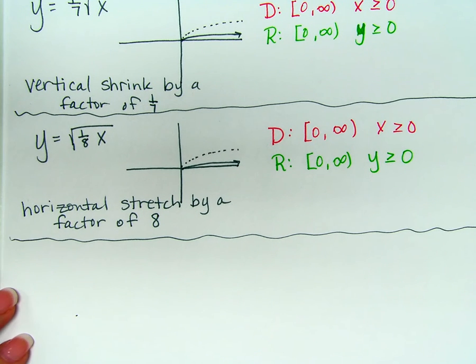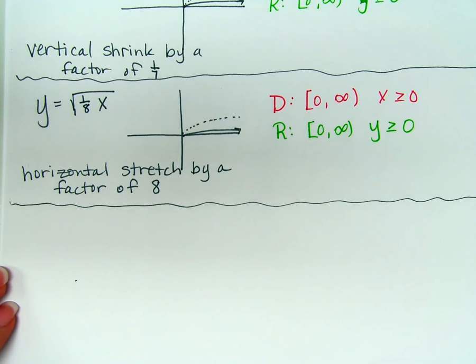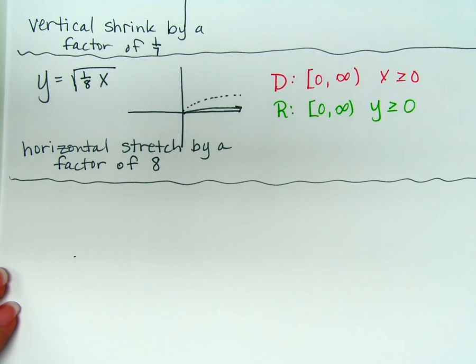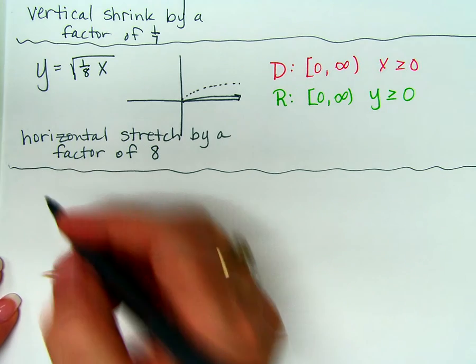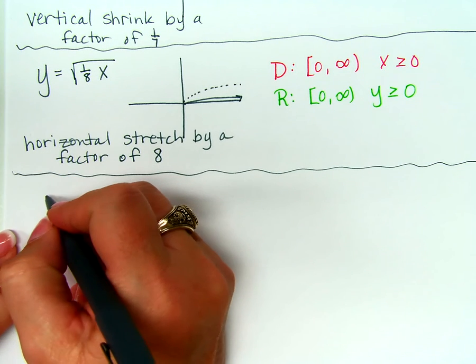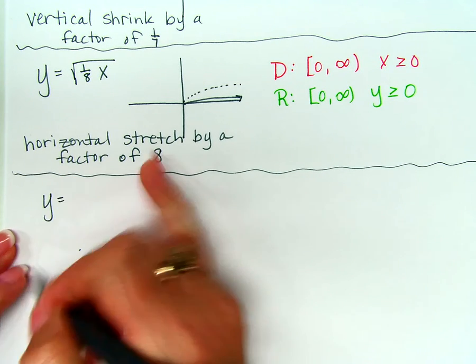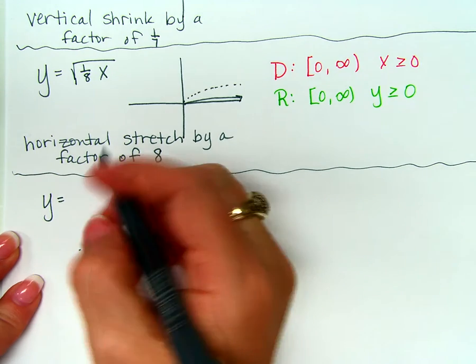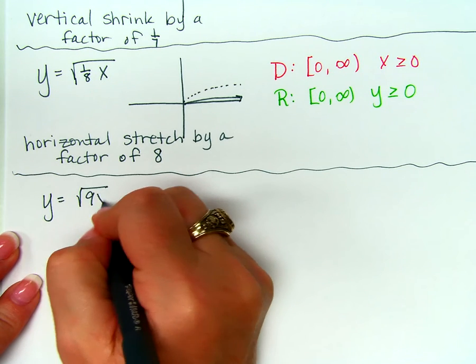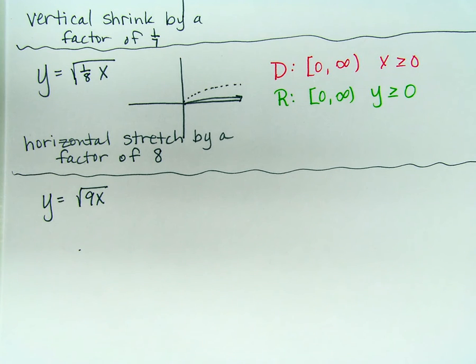Any questions? Am I writing slow enough now? I tried to slow down. What's the last example going to be? What's my last example? Square root of 9x. We've already done the negative inside.